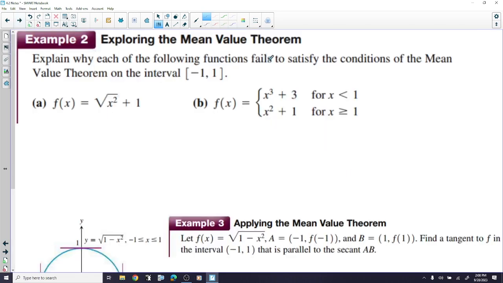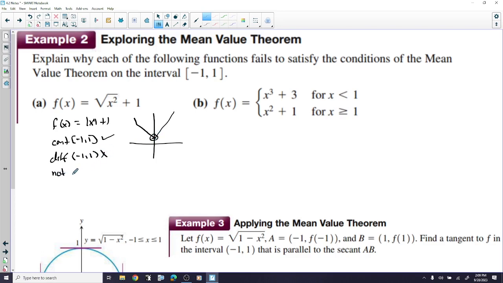Explain why each of the following functions fails to satisfy the condition of the mean value theorem on the interval negative 1 to 1. Well, if we graph this, f of x here equals the absolute value of x plus 1, because that's what the square root of x squared is. It's the absolute value of x. So the absolute value of x plus 1, that's up here, just like this. So this is actually continuous on negative 1 to 1. Yep, check. Is it differentiable on negative 1 to 1, not including those? No. There's a corner there, not differentiable at 0.